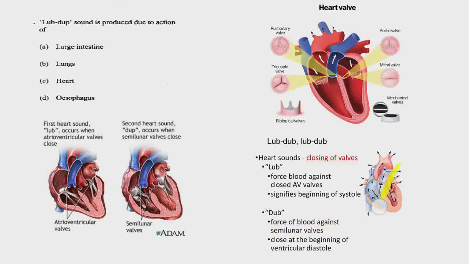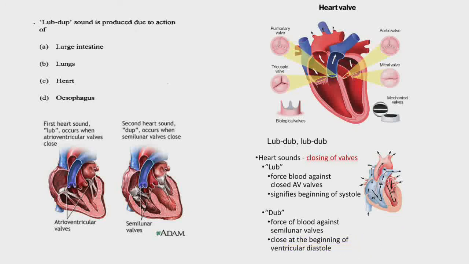Now dub is the force of blood against the semilunar valve. The semilunar valve is the valve between the ventricle and the blood vessel, that is, the pulmonary artery. It closes at the beginning of the ventricular diastole. Diastole is relaxation of the heart. Suppose the blood comes here into this chamber. It has to expand to take up the blood. That is relaxation, that is diastole.